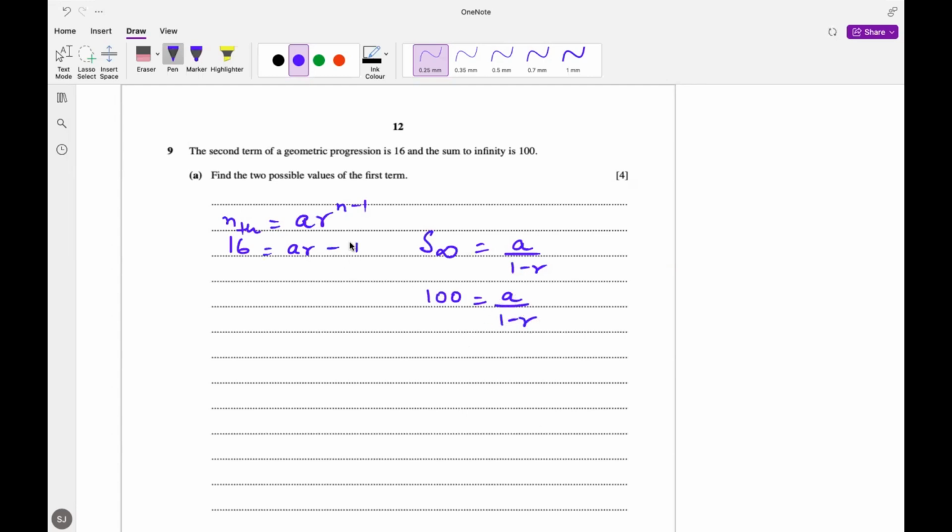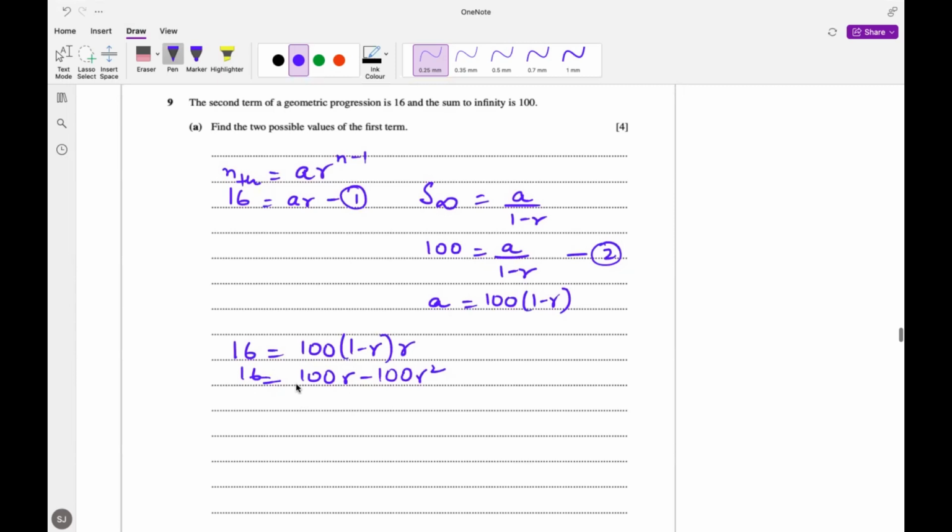So now we have two equations and two variables, a and r. From the second equation, we can say that a equals 100 times (1 minus r). Substituting this in the first equation, we get 16 equals a times r, and in place of a we will write 100 times (1 minus r) times r. So this will become 100r minus 100r squared equals 16.